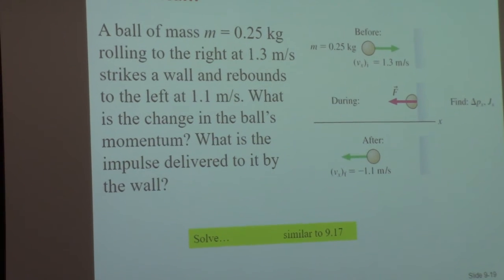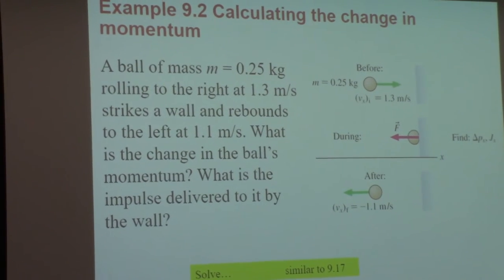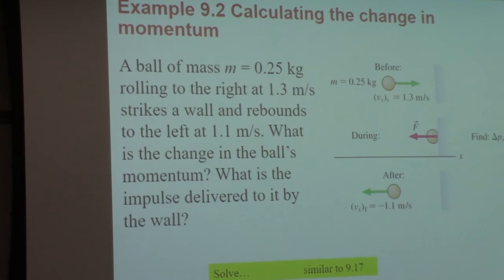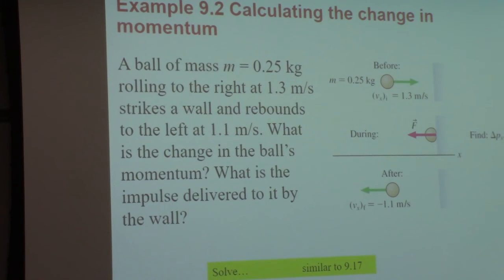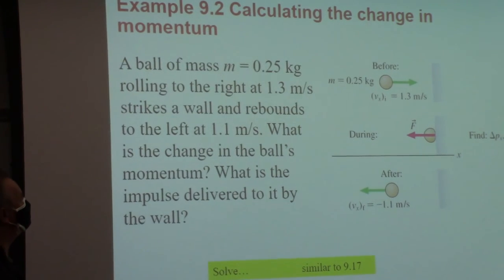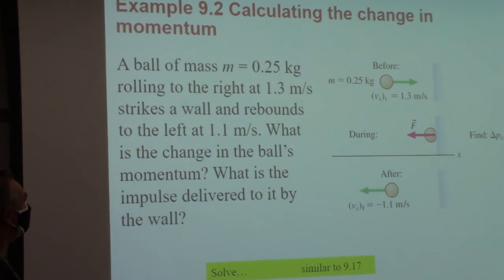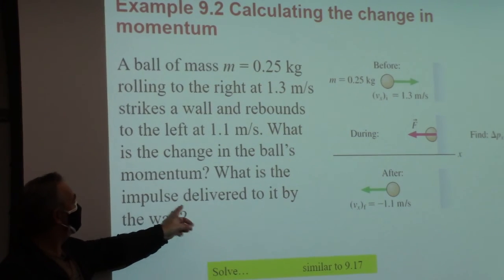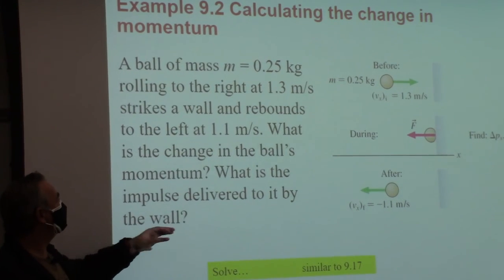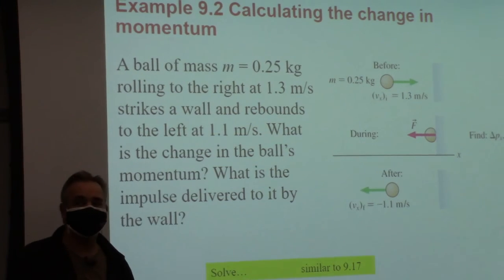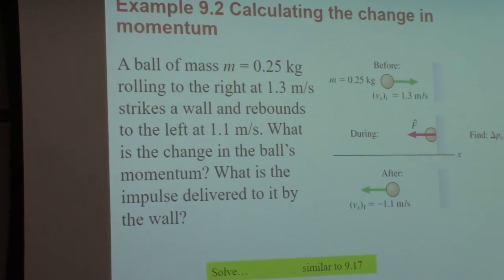So maybe let's take a look at this one and we'll make this our last one for the day. A ball, mass 0.25, rolling to the right at 1.3, strikes a wall, rebounds to the left at 1.1. What is the change in the ball's momentum? And then what is the impulse delivered to it by the wall? So this is a trick question, really. They're the same thing. If you're not in physics, you might think impulse is force or something like that. But impulse, change in momentum, same thing. So they're just asking the same question twice, calling it something different.